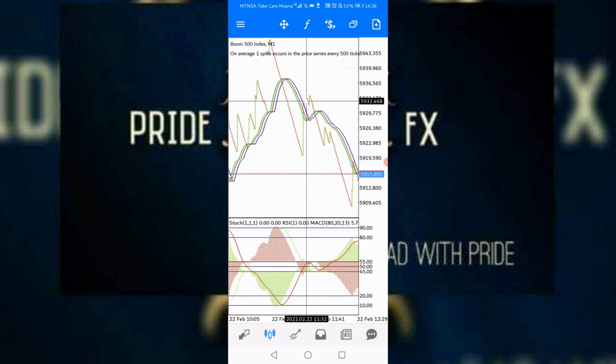Okay, so basically that is the scalping side of this. You can use this for Boom and Crash 500. Please don't go and use this on Volatility 75 on a 1 minute chart. Use this only on Boom and Crash 500, Crash 1000 and Boom 1000.